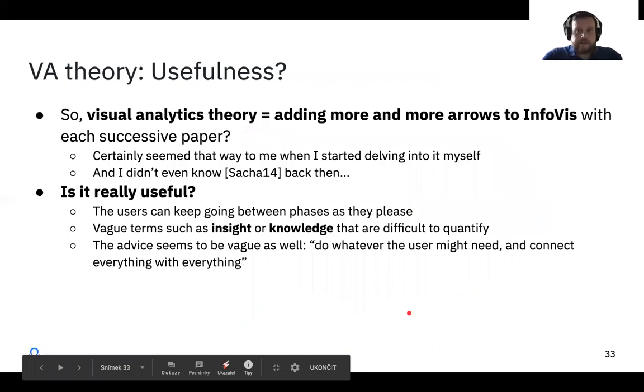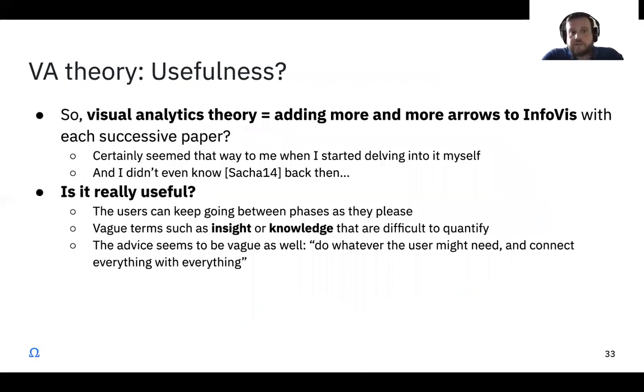Now, let's discuss the usefulness of all this. One could think that visual analytics theory equals just adding more and more arrows to InfoVis with each successive paper, right? We have started with something that's pretty clear: the information visualization pipeline. And now we're adding models, now we're adding arrows everywhere. We have emphasized that loops are very important.